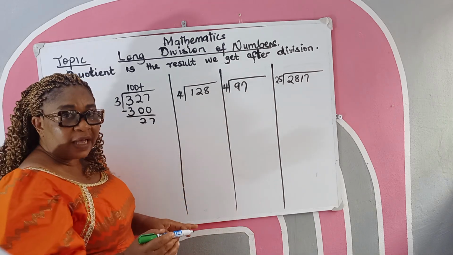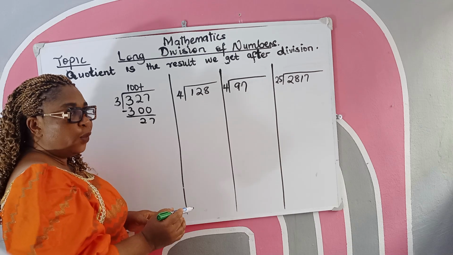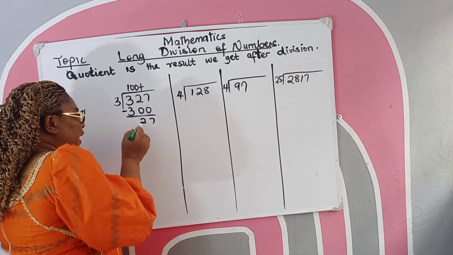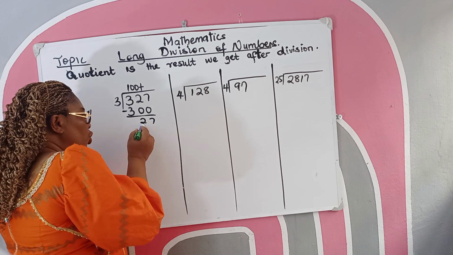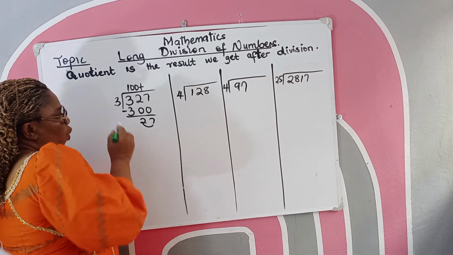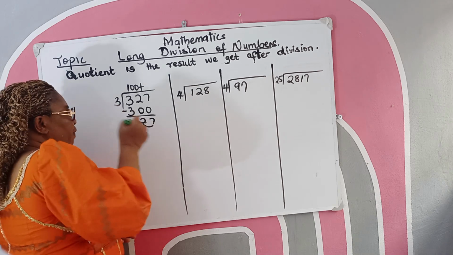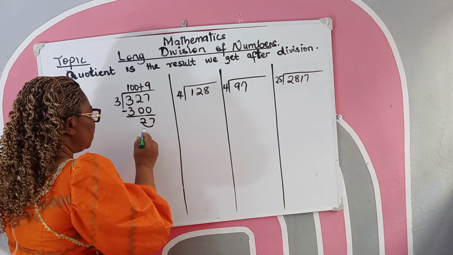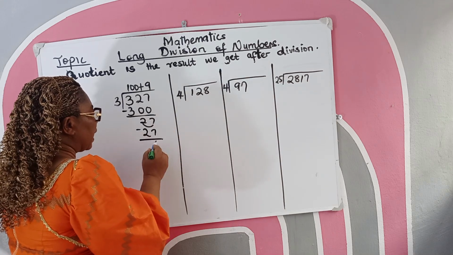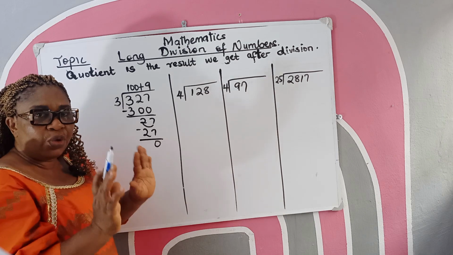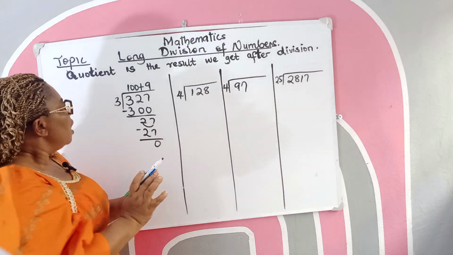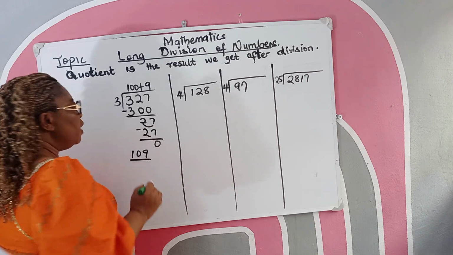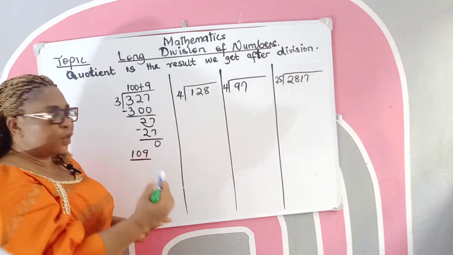3 divide 27. No, you say 3 divide 2. See, it cannot. So since 3 cannot divide 2, 2 is small, you join it. So when I join it, I get 27. So 3 divide 27 will give me 9. 3 times 9 will give me 27. I subtract it, I get 0. When you get to 0, you know you have finished, you stop. So the answer to this first one is 109.